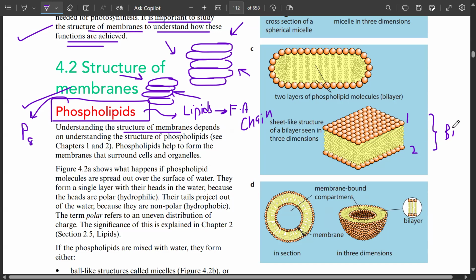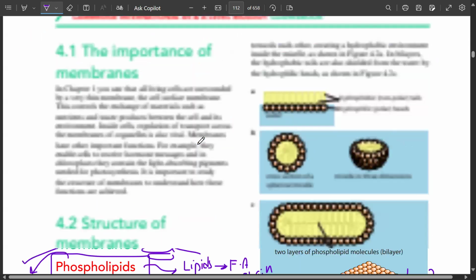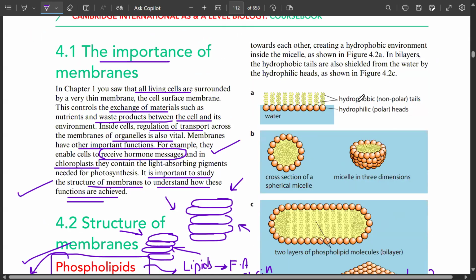Bi means two. Figure 4.2 shows what happens when phospholipid molecules spread out over a surface of water. This is what a phospholipid molecule looks like. A phospholipid molecule has two parts. The head is made up of phosphate and the tails are made up of lipid.